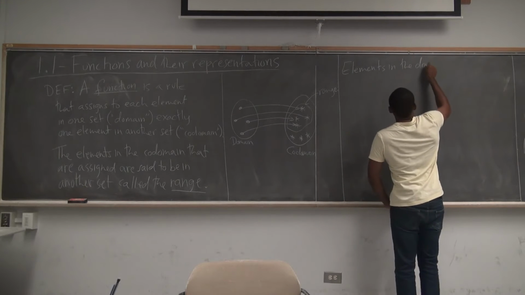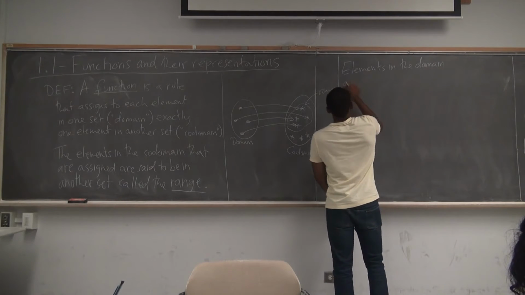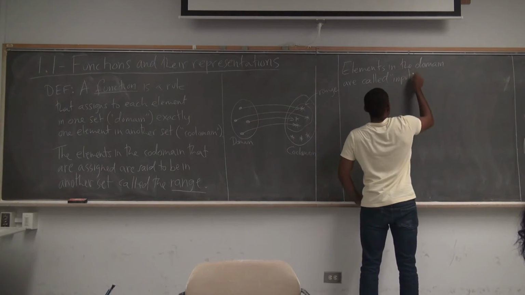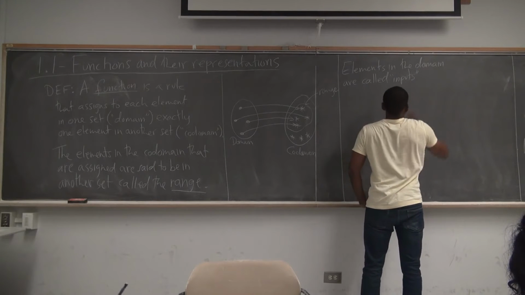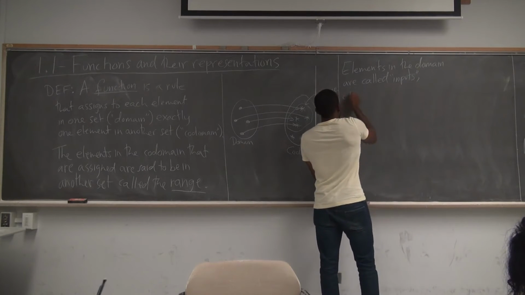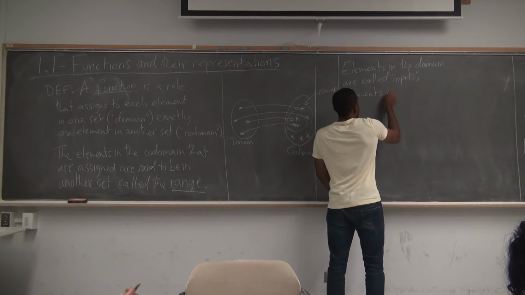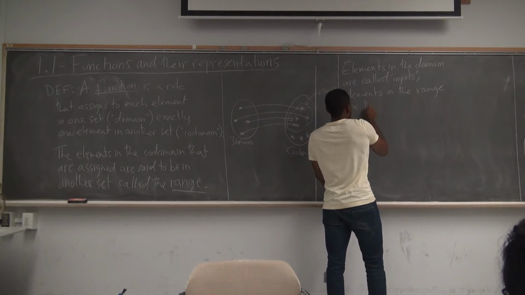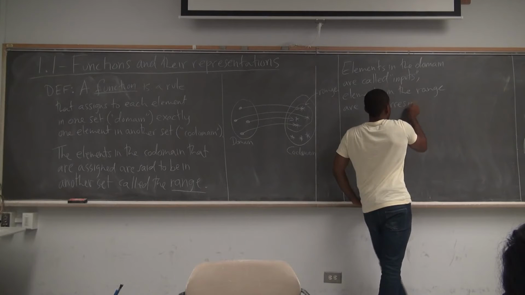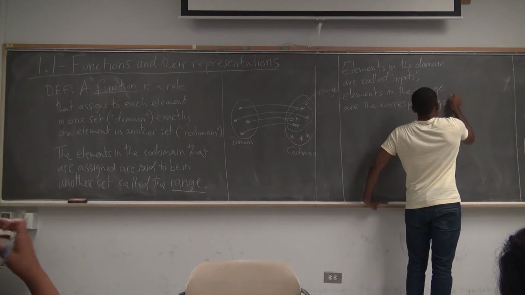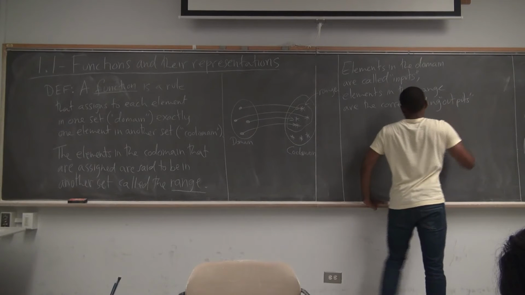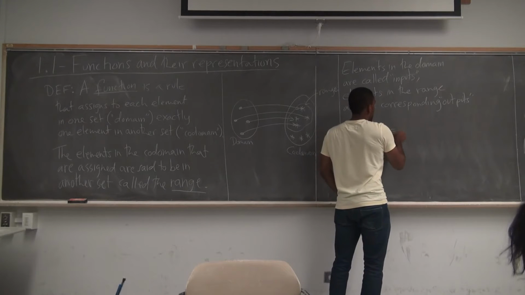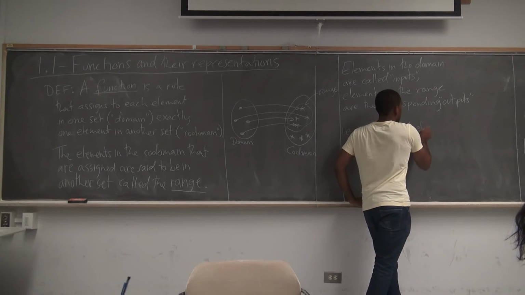Elements in the domain are sometimes called inputs. Elements in the range are the corresponding outputs. The domain of a function is the set of possible inputs.